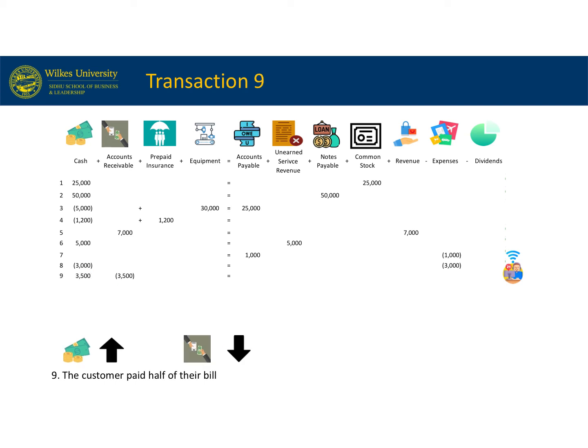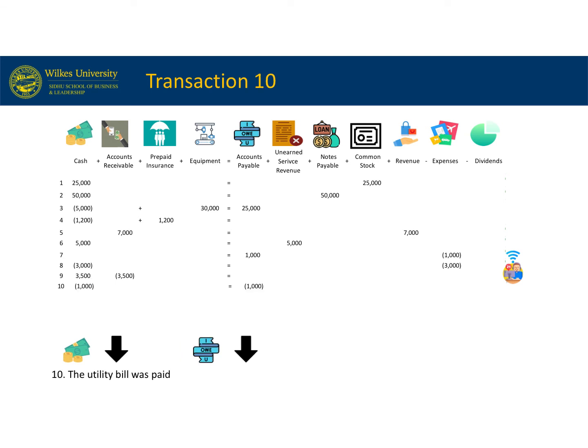In transaction 9, the customer who owed $7,000 paid half of their bill. This is a simple asset exchange, and we've done that before. The asset cash increased, and the asset accounts receivable decreased by the exact same amount. The accounting equation holds with a total of 0 on each side of the equation.